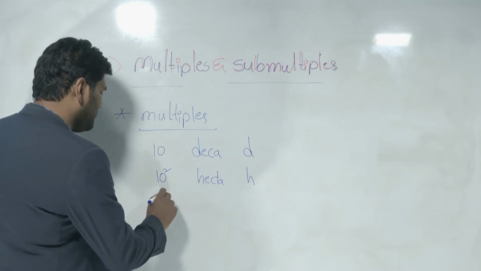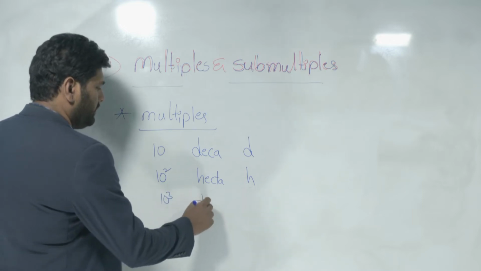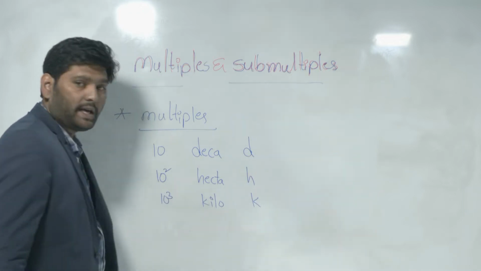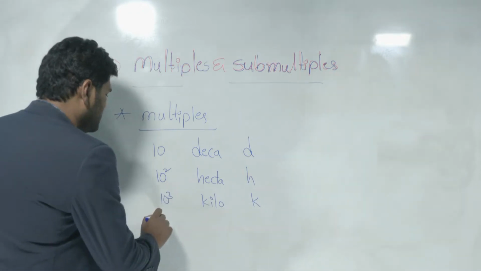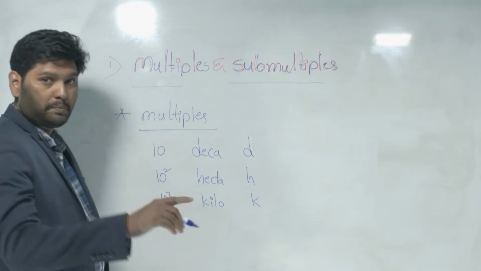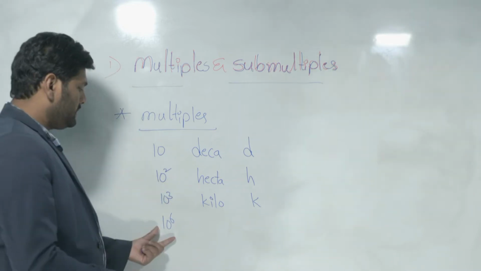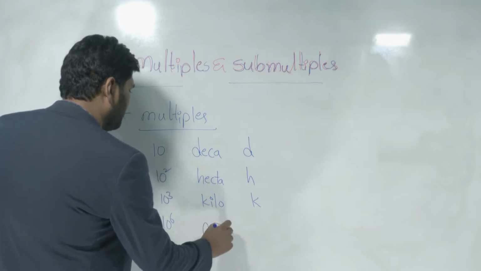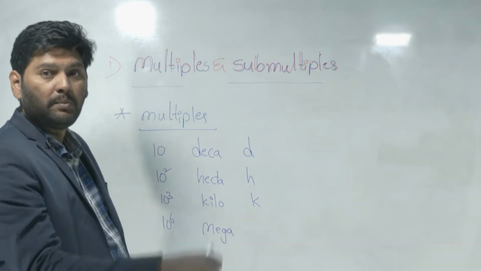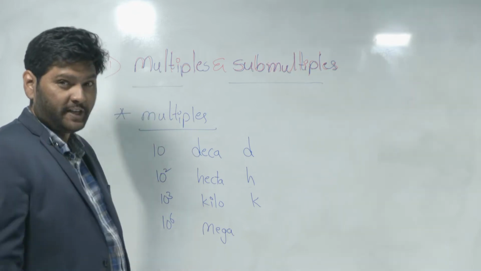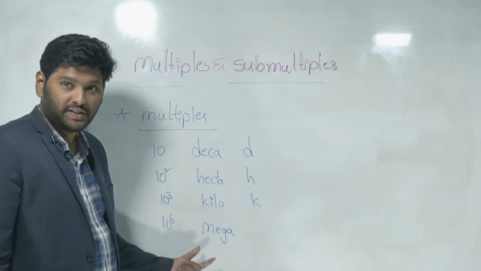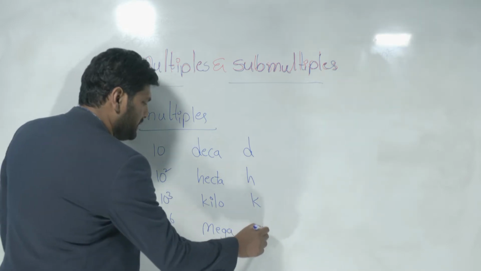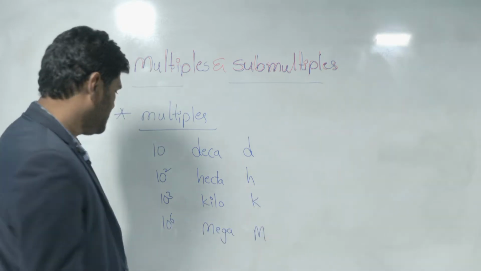Next, 10 power 3 means kilo. Kilo we simply show with a small k. And next, 10 power 6 represents mega. Not mega star, it is simply mega. Mega star is Chiranjeevi, right? But this is not Chiranjeevi, this is mega, 10 power 6. So mega we represent with capital M.